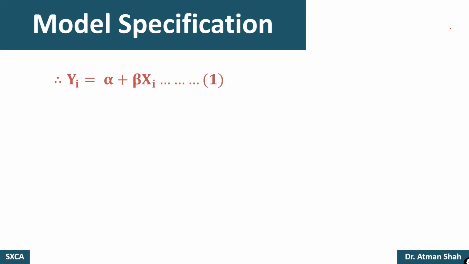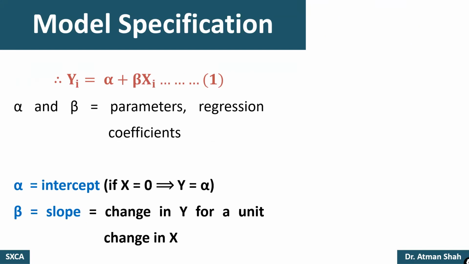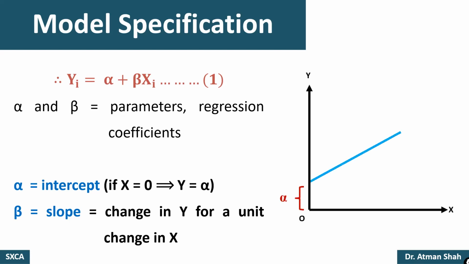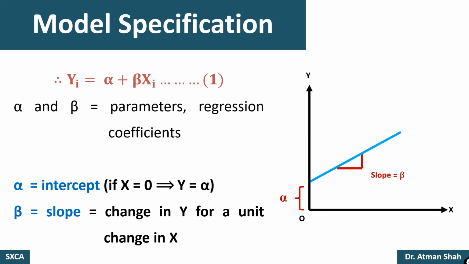Now see model specification. Suppose y depends on x. So yi is equal to alpha plus beta xi. Alpha and beta are parameters. Alpha is intercept and beta is the slope. What is the interpretation of slope? Slope is change in y for a unit change in x. So see this diagram. Alpha is intercept, beta is slope.